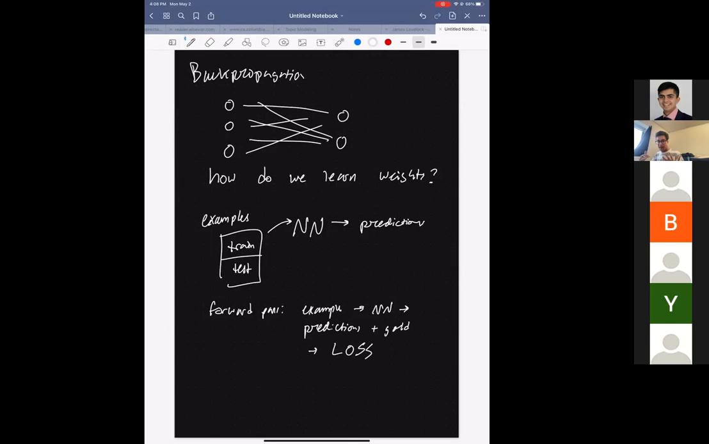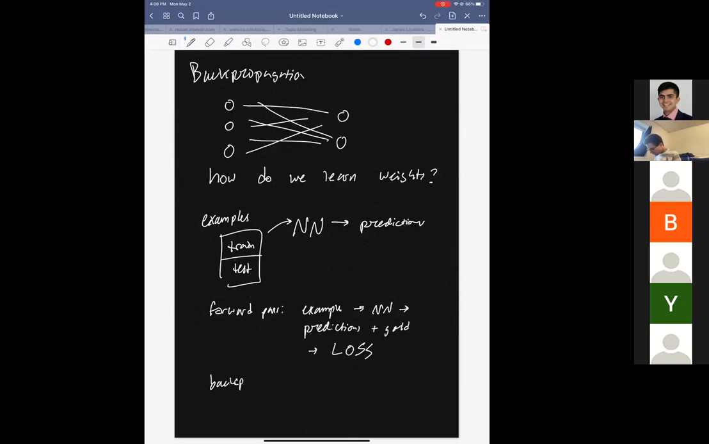So that's what the forward pass is. That's when we take data and pass it through the neural network in order to get a prediction, and we can compare that to the gold label in order to see how wrong we were. In the back propagation or backwards pass, this is the opportunity for us to actually learn the weights in the network to train the neural network.